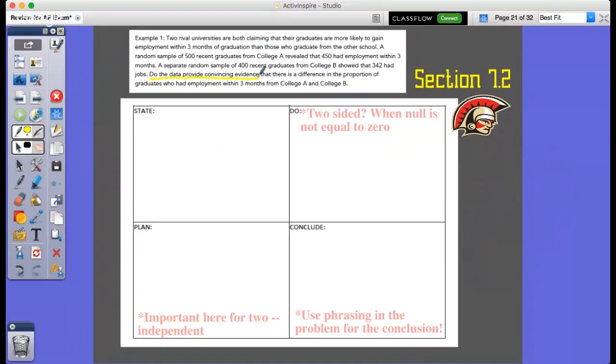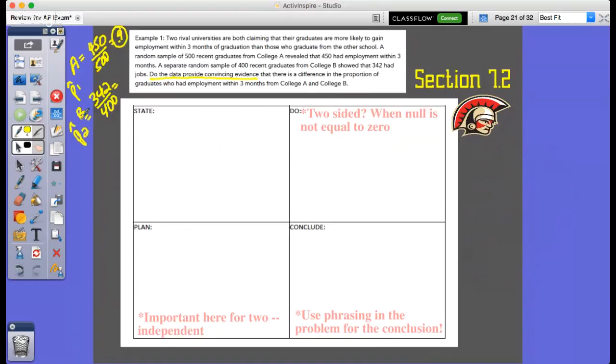A random sample of 500 recent graduates from College A revealed that 450 had employment within 3 months. So let's call College A 450 out of 500, which would be 0.9. So this would be like P hat 1. Now let's look at P hat 2 here. It said that 342 out of 400, which would have gotten this for B, by the way. And I like to just make notes of this just in case. Hopefully that helps me here.